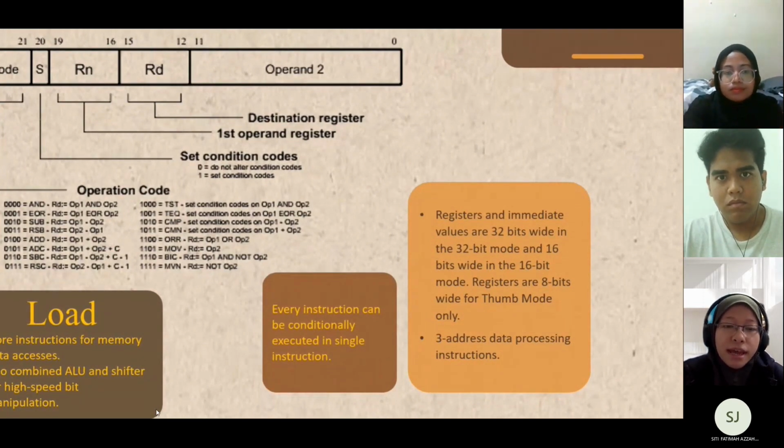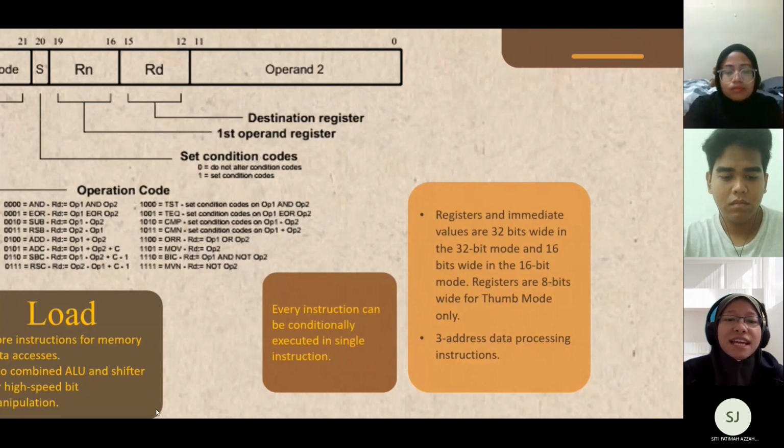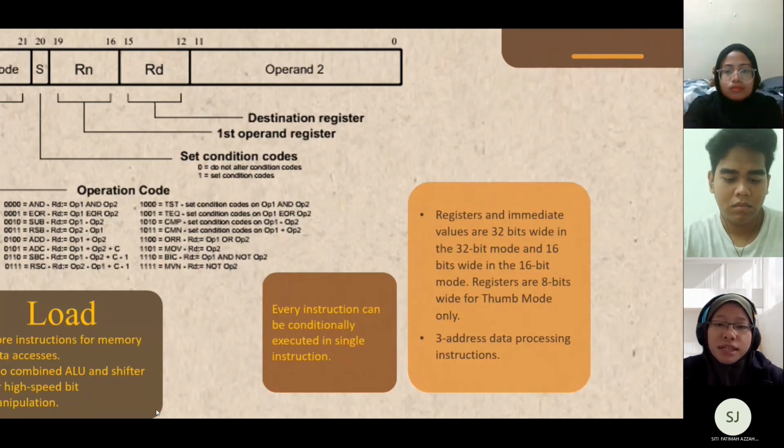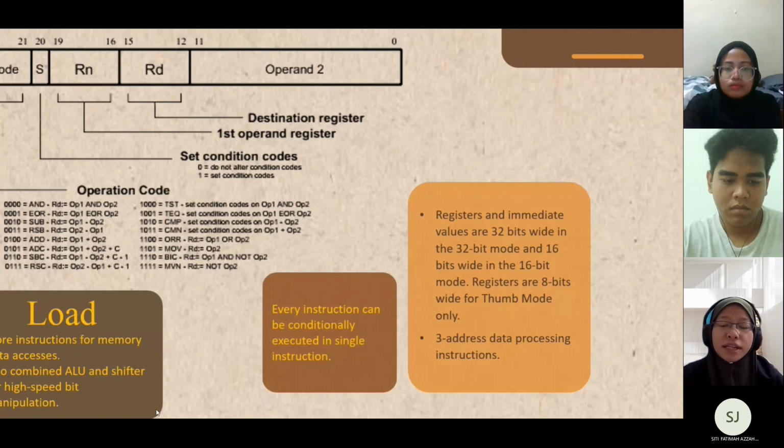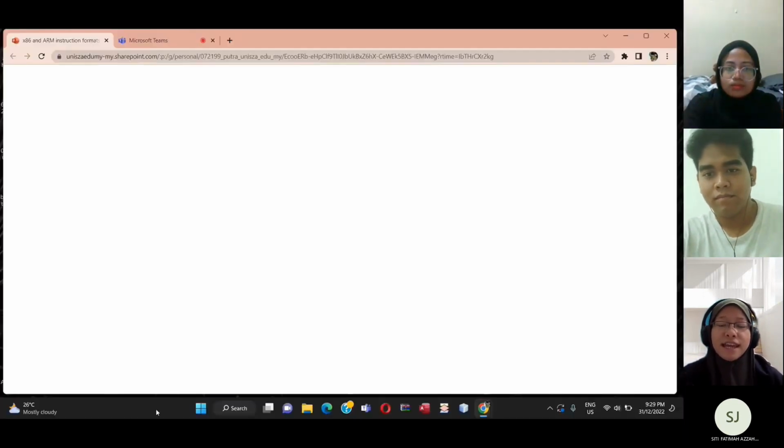The instructions of this processor can be conditionally executed in a single instruction. The registers of this processor and immediate values are 32 bits wide in the 32-bit mode, and 16 bits wide in the 16-bit mode. In the 16-bit mode, registers are 8 bits wide for Thumb mode only. Next, I will pass to Adib for the explanation about the major performance of the X86 and the ARM processor.